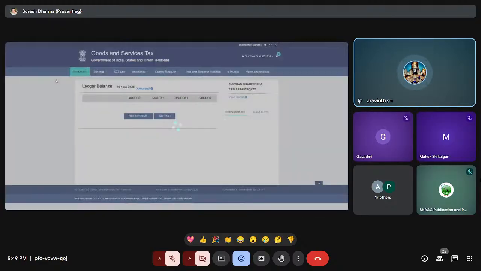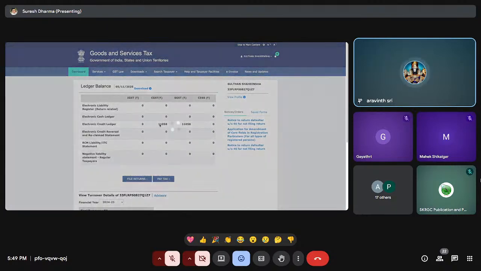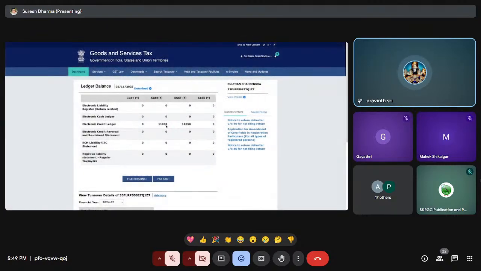Maybe here I also said that my ITC is 11,058, and this 11,058 includes my jewelry taxation. Like 20,000 I paid to the jewelry shop as tax. So here I cannot take the ITC, input tax credit, because that is wrong. If I take the ITC, it must be punishable. It is wrong.